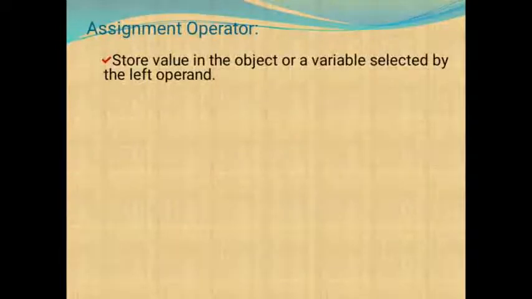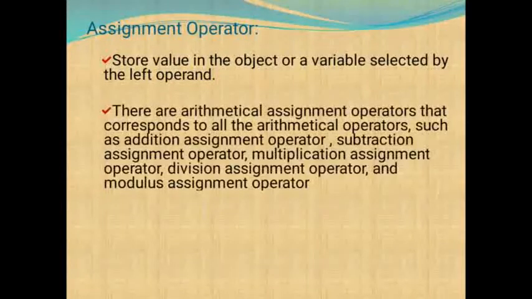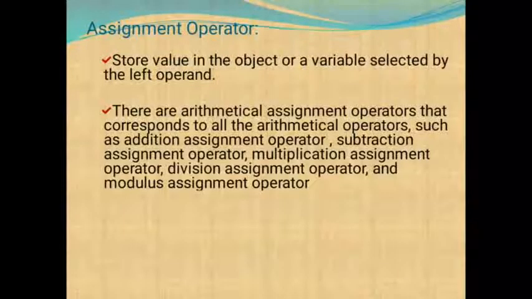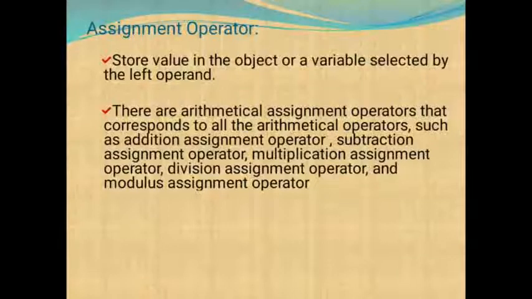Now, the assignment operators in C++ store a value in the object or a variable selected by the left operand. There are arithmetical assignment operators that correspond to all the arithmetical operators, such as addition assignment operator, subtraction assignment operator, multiplication assignment operator, division assignment operator, and modulus assignment operator.